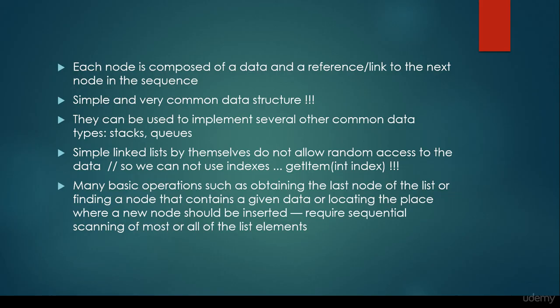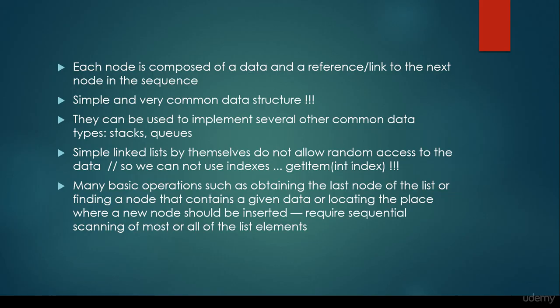It's very important that simple linked lists by themselves do not allow random access to the data. We have been talking about arrays, and we have pointed out that the most important feature of the array is random access, so we are able to get the items according to the indices. In this case, we do not have any indices at all, so getting an item according to the index cannot be implemented.